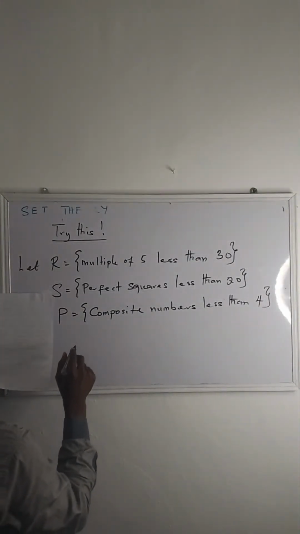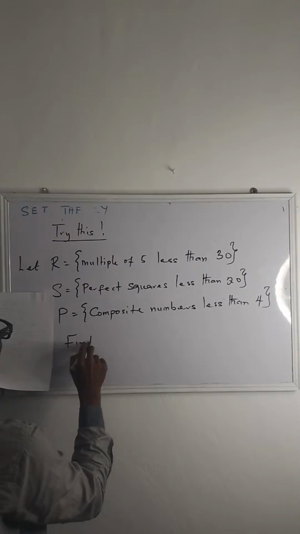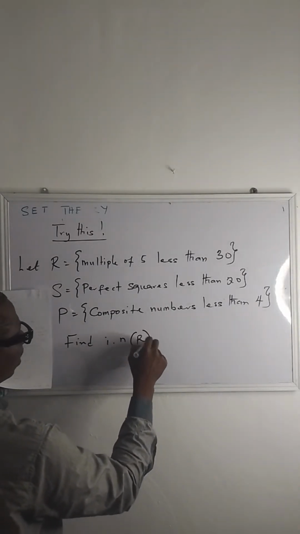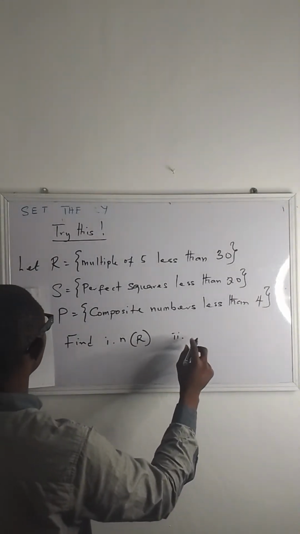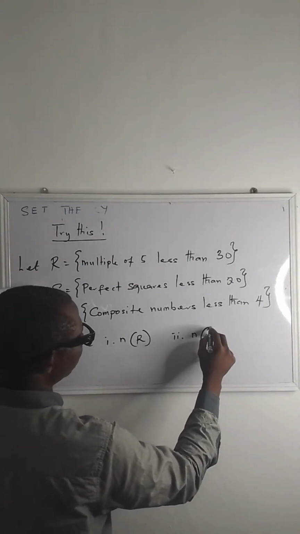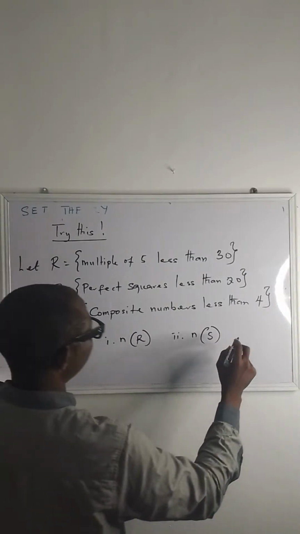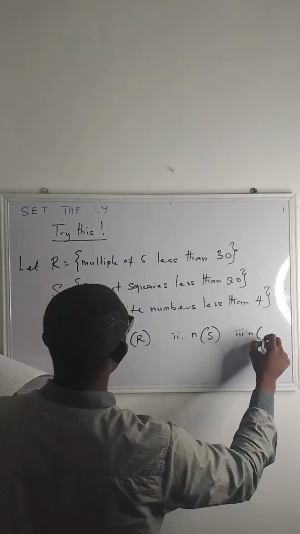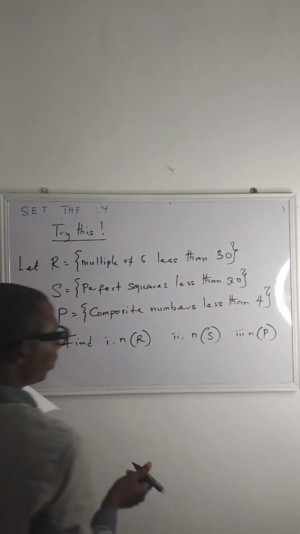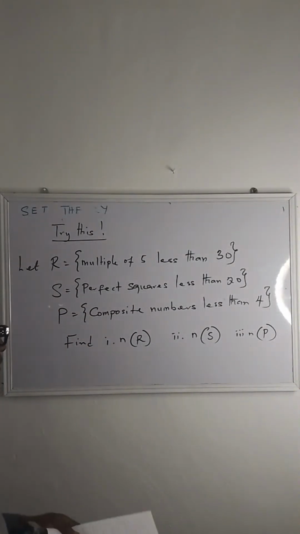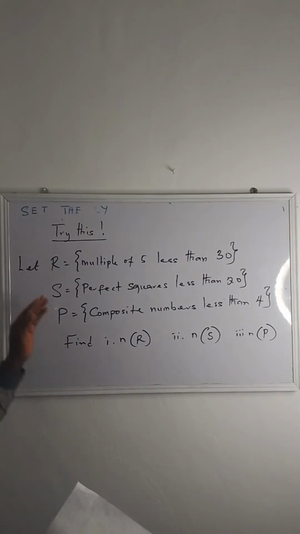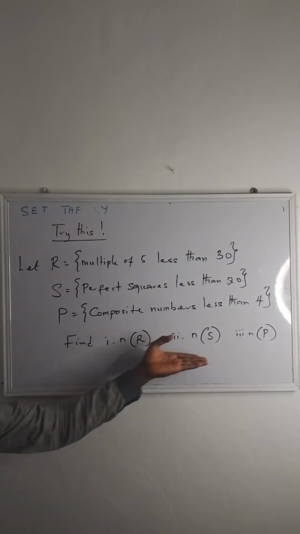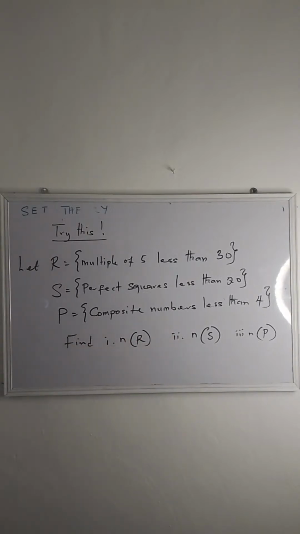This is the question. Find, first one, number of elements in set R. The second, number of elements in set S. And the third one, number of elements in set P. Can we quickly do this and drop our answer in the comment section? This is based on what we just did now. I want you to try this and drop your answer in the comment section.